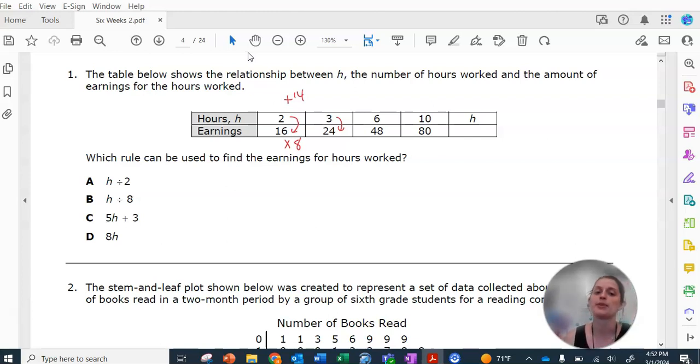That doesn't work. But 3 times 8 is 24. 6 times 8 is 48. 10 times 8 is 80. So you're looking for a times 8 relationship. A says divide, B says divide, C says multiply, then add. We didn't have any adding in this. D says 8 times H. So D is our answer.